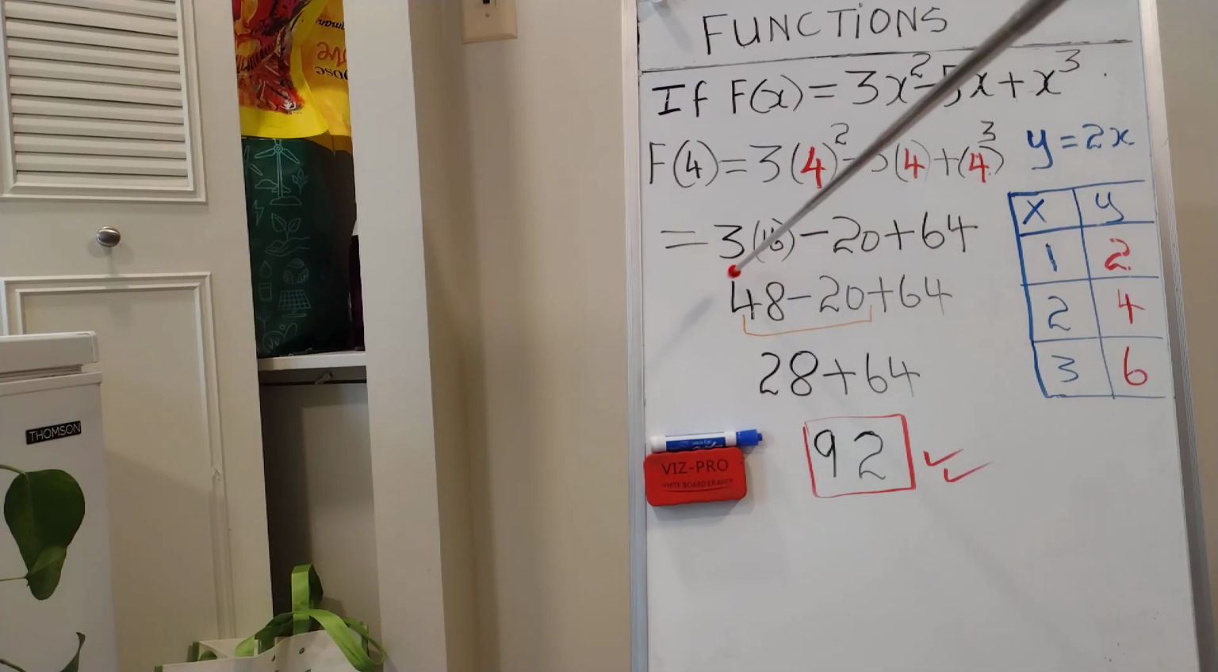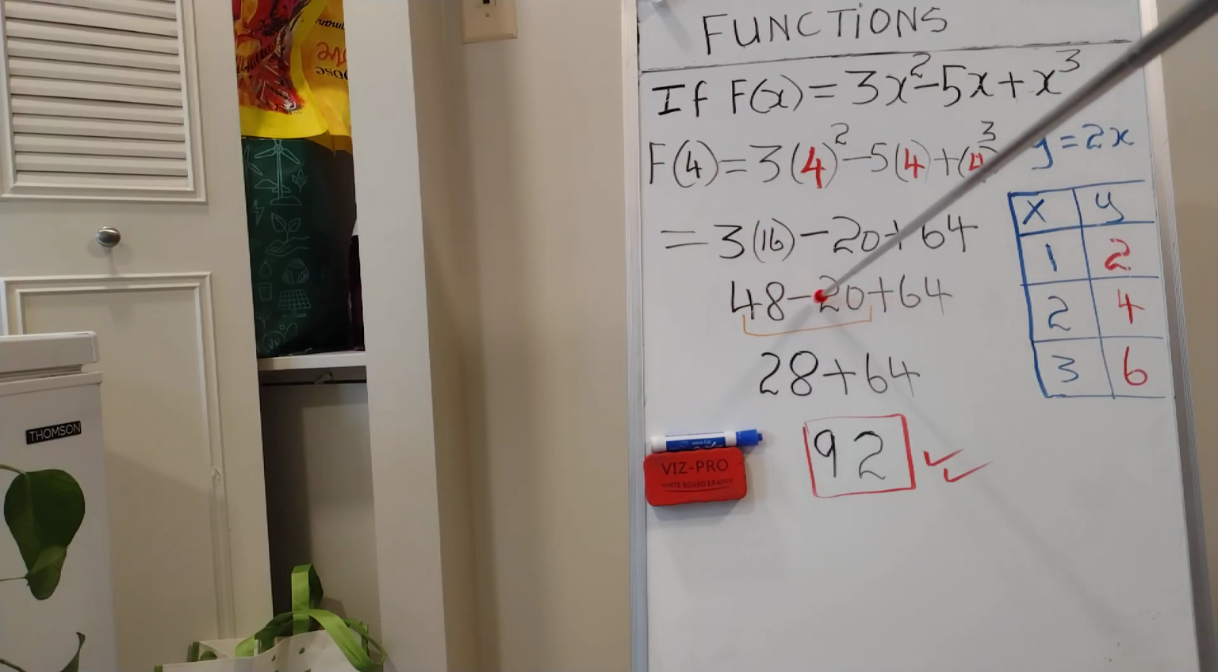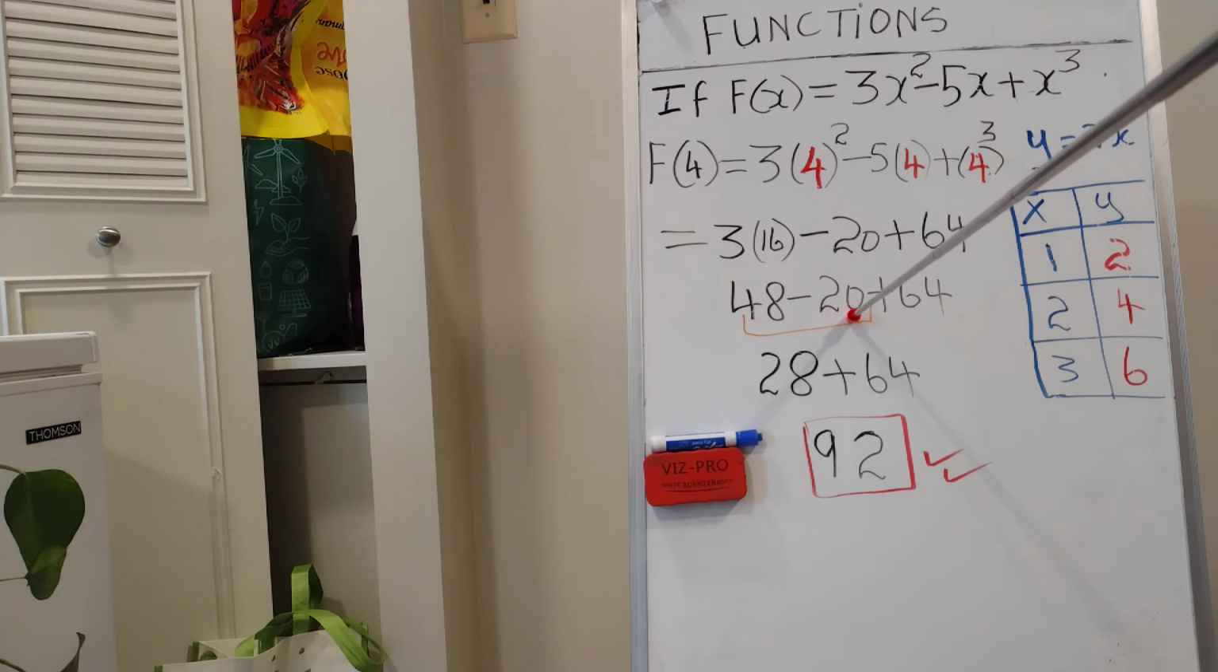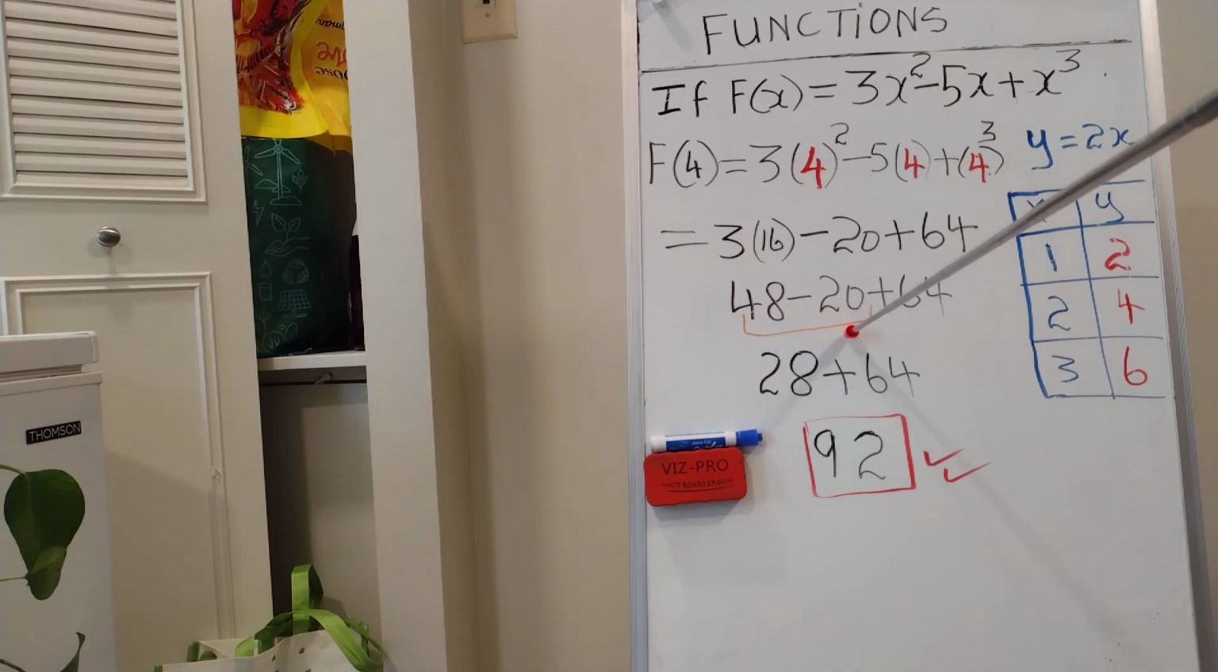Okay, now what we have to do here is bring those negative 20 down, and positive 64 down, and then calculate from left to right. We have to subtract 20 from 48, and that will give us 28, and then we have to take 28 plus 64, and that will give us 92. And this is our final answer.